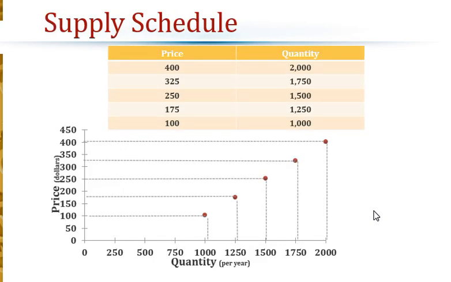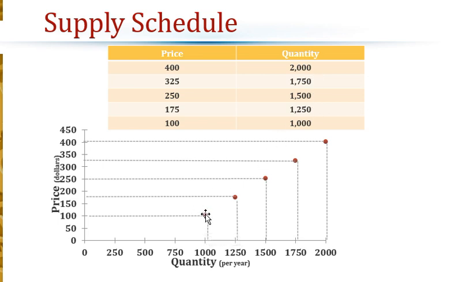Okay, so just like we had a demand schedule, we have a supply schedule. We just said the law of supply says as the price goes up, we're more willing to supply something. So let's start at the bottom of this schedule. If the price of whatever it is we're selling is $100, we would be willing and able to sell 1,000 units. But as the price goes up for this good, I'm going to be more willing to sell it. So at 175, I'm willing to sell more, at 1,250. And at $250, I'm willing to sell even more. And at 325, willing to sell even more, etc. So at higher prices, I'm more willing to sell.